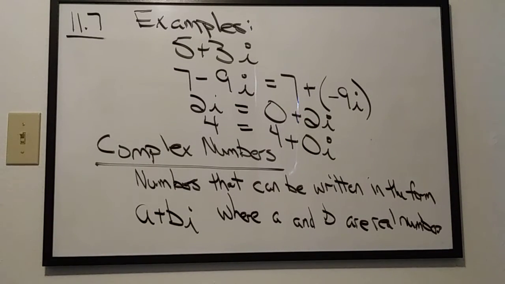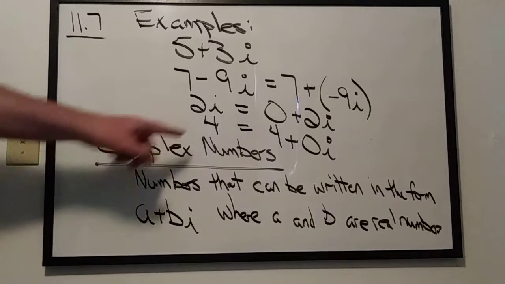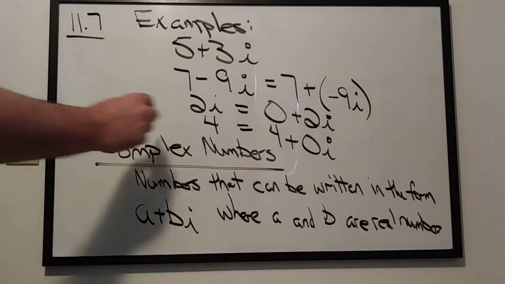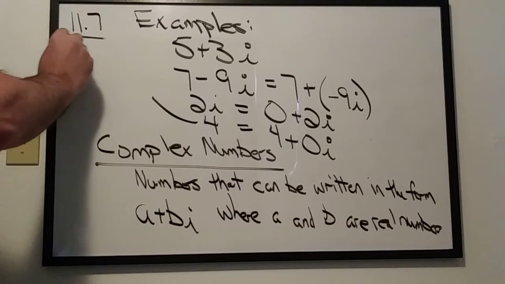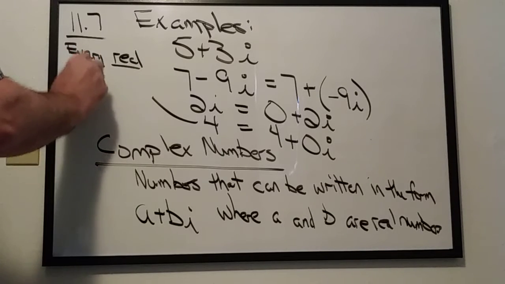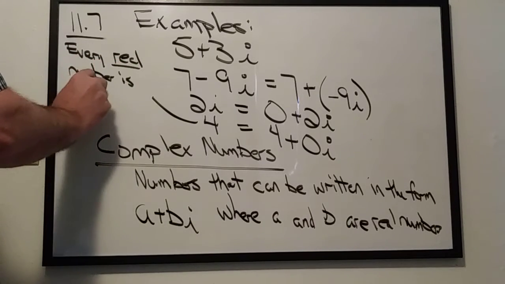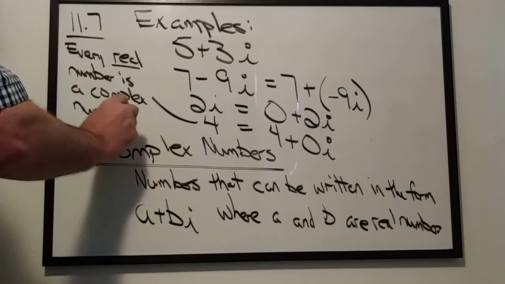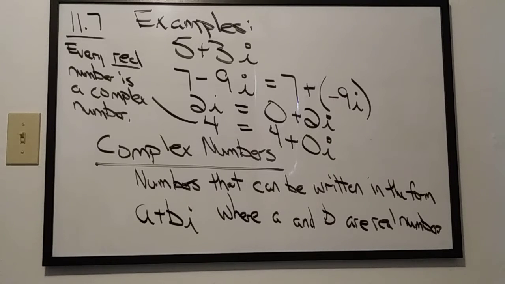So now that we know that, there's something important to note here. Every number that we've talked about previously in the semester is going to be a complex number. In particular, every real number is a complex number as well. And that's worth writing down. So let's write that off to the side. Every real number is a complex number. So in fact, every number we've talked about in the semester has been a complex number. We just haven't made a big deal about it.